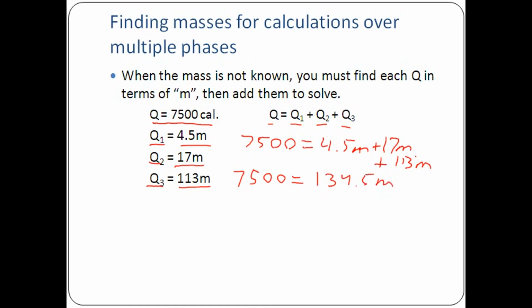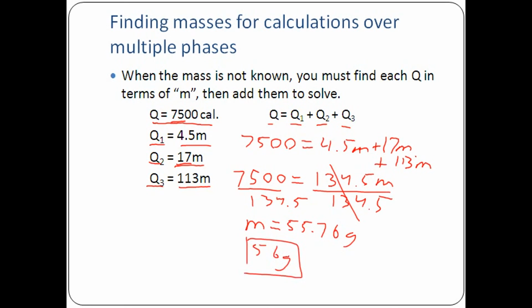So this is equal to 134.5 M. To solve for M, we simply divide both sides by 134.5. On the right side, it cancels the 134.5. On the left side, we have 7,500 divided by 134.5, and so I get 55.76 grams. Significant figure-wise, it looks like the thing that's got the smallest, we've got 2 significant figs here, 2 sig figs here, and so based on that we'll round to 2. And so we get a mass of 56 grams as our final answer here. That's how you'd go about setting up a case where you don't know the mass.